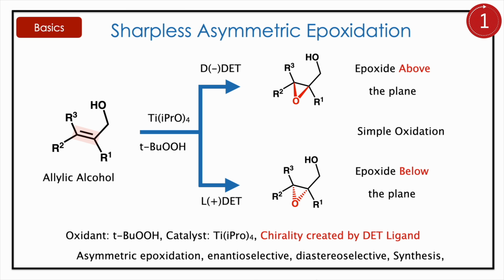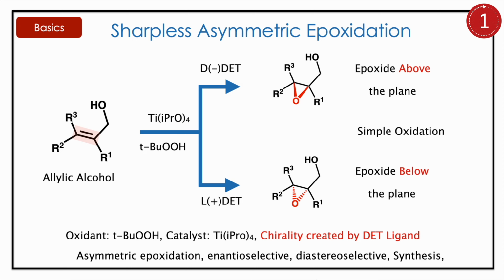First, let us see what Sharpless asymmetric epoxidation is. Basically, the starting material is an allylic alcohol. It can be substituted or unsubstituted. The reagents are titanium isopropoxide and a peroxide, along with DET. If you have minus DET, epoxidation happens above the plane; plus DET means epoxidation below the plane. This will depend on the OH position also. We will see that shortly.